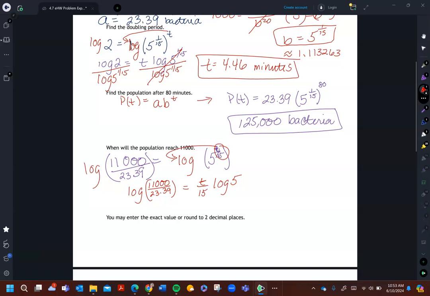And this is really being multiplied there too. So again, the T over 15 is being multiplied by log 5, so that comes underneath. That might be a little bit tricky, but just multiply by the reciprocal. So what I'm doing here is I'm going to divide both sides by log 5, but I'm multiplying by 15. So it's multiplying by the reciprocal.